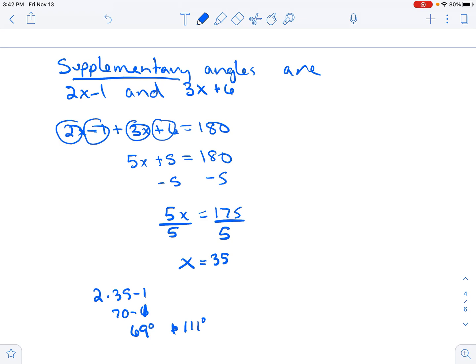That's as we go through, just paying attention to those keywords, supplementary or complementary. Vertical angles, remember, are congruent, and then we have the linear pair, the ones that form a line.